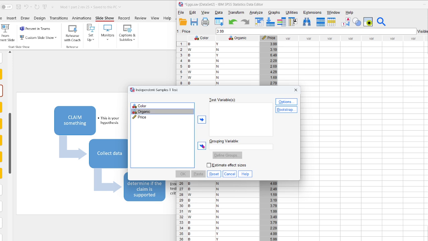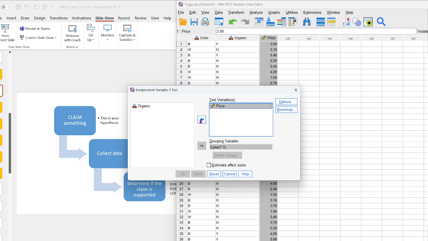I want to run it with grouping variable color. So when we do two groups, we have to enter the grouping variable. And then the test variable is the price, which is our quantitative variable. We're comparing the means for the groups on.